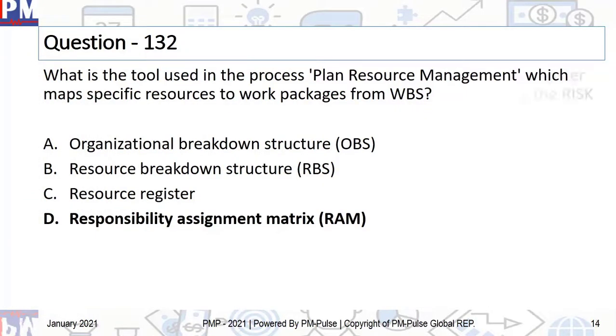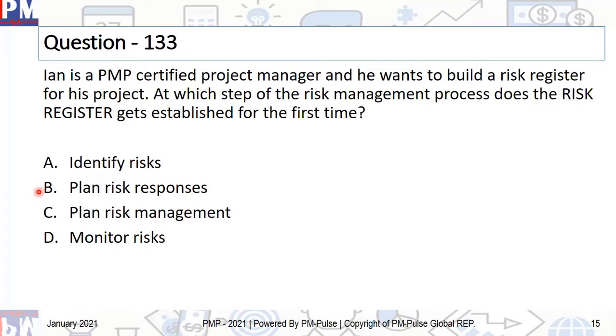All right, so now let's continue on to question number 133. And the correct answer is A, identify risks. So what's happening here? Ian is a PMP certified project manager and he wants to build a risk register for his project. At which step of the risk management process does he do that? Well, the risk register is an output of the process called identify risks.